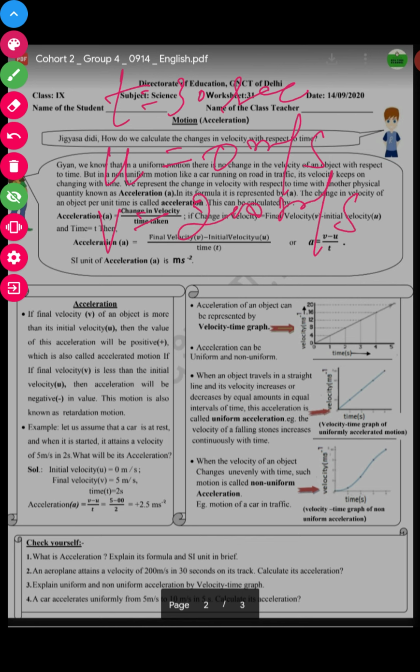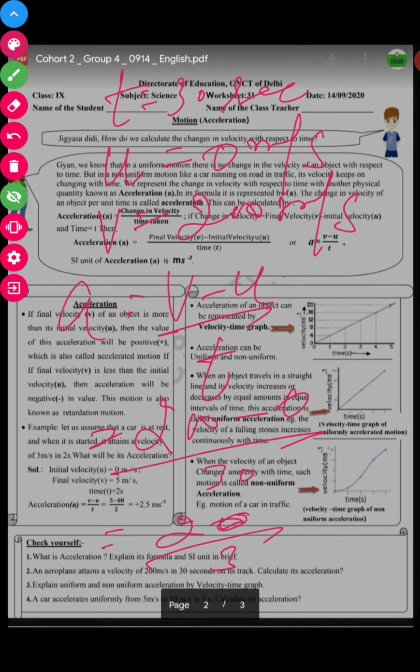Then acceleration will be 200 minus 0 divided by 30. 200 divided by 30. If you divide this 20 by 3, it comes out to be 6.67 something meter per second square. Okay, divide this 20 by 3.